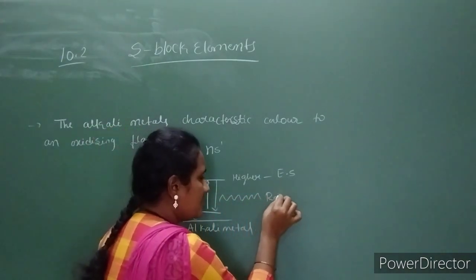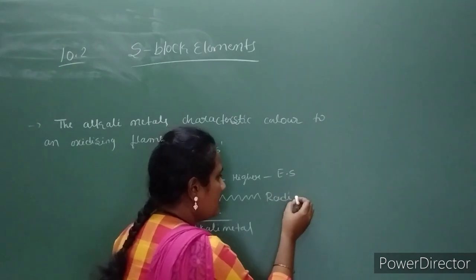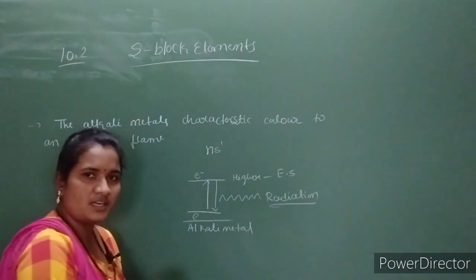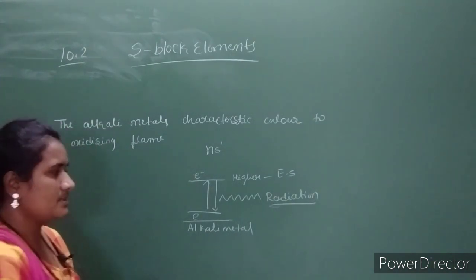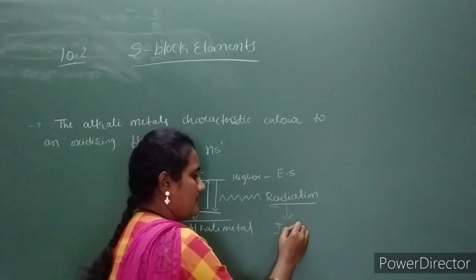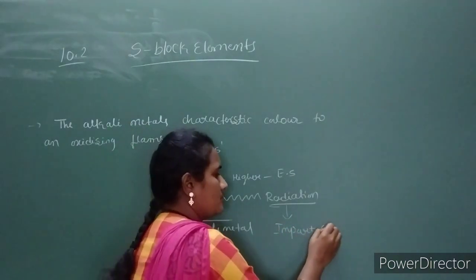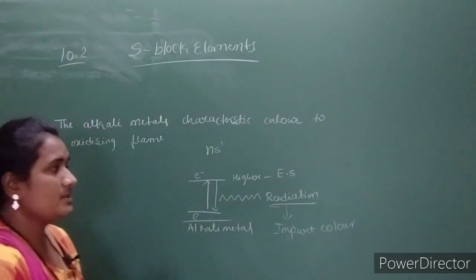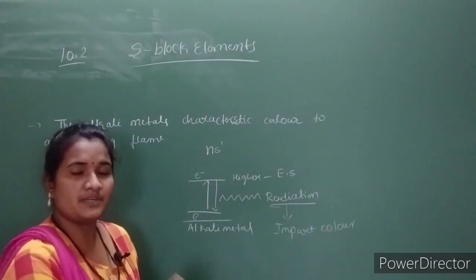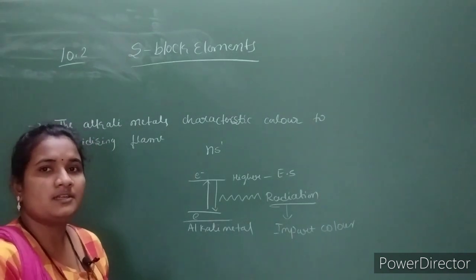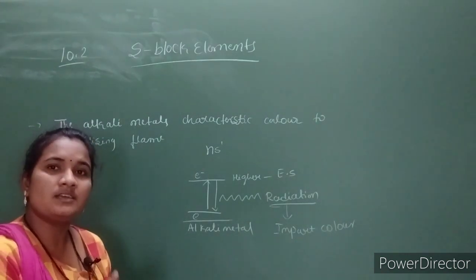These radiations are available in the visible region, and that is why they impart color. With the help of this flame technique, we can identify the different alkali metals. Lithium gives crimson red color, and potassium gives violet or lilac color.